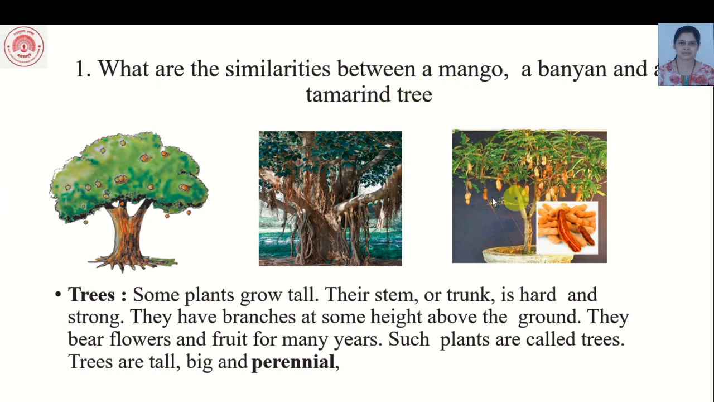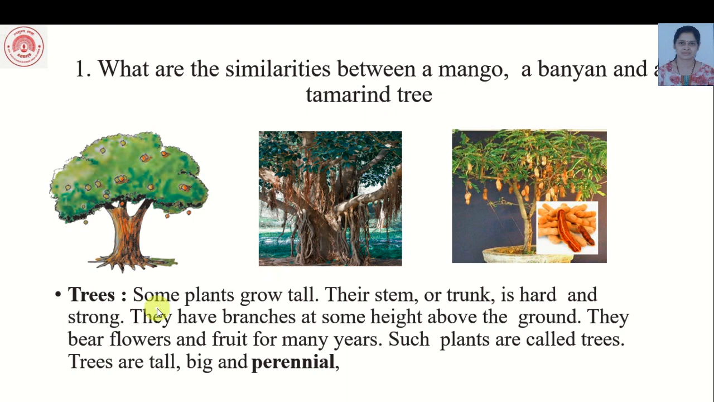All are big trees and their stem is hard and strong. This is the stem of the mango tree. This is the stem of the banyan tree and this is the stem of the tamarind tree. They live for many years and they bear flowers and fruits for many years.